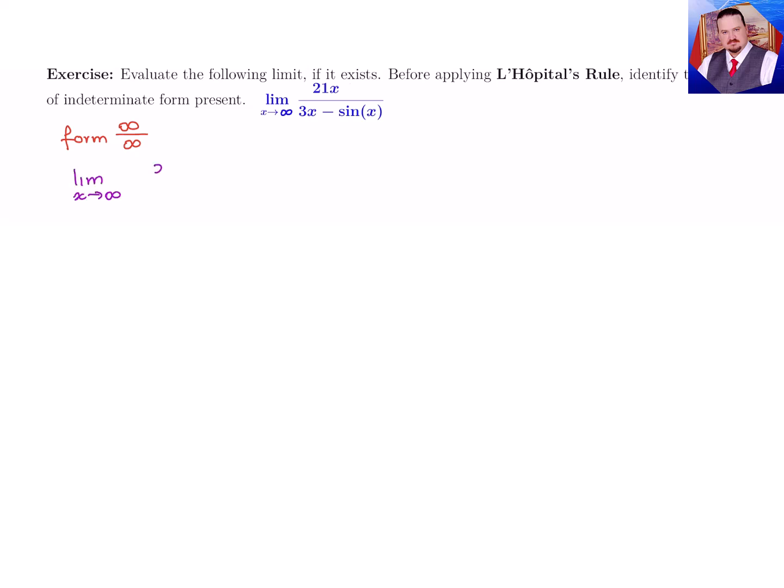So I'm recopying the original problem. And now this will be where we apply L'Hopital's rule. We take the derivative of the numerator and denominator separately. So what's the derivative of 21x? That's just 21. What's the derivative of the denominator, 3x minus sine x? That's just 3 minus cosine x.